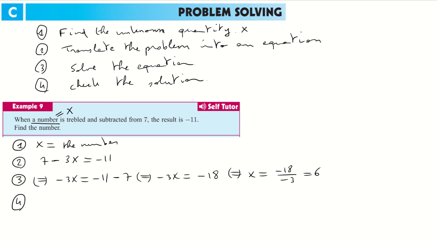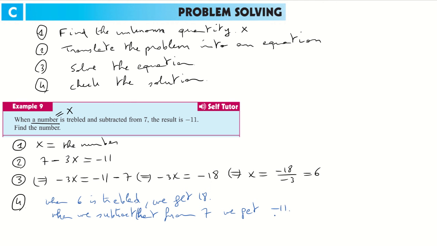Okay, so when the number 6 is trebled, so times 3, then we get 18. And if we subtract that from 7, we get -11. And it's correct, because we should get -11.